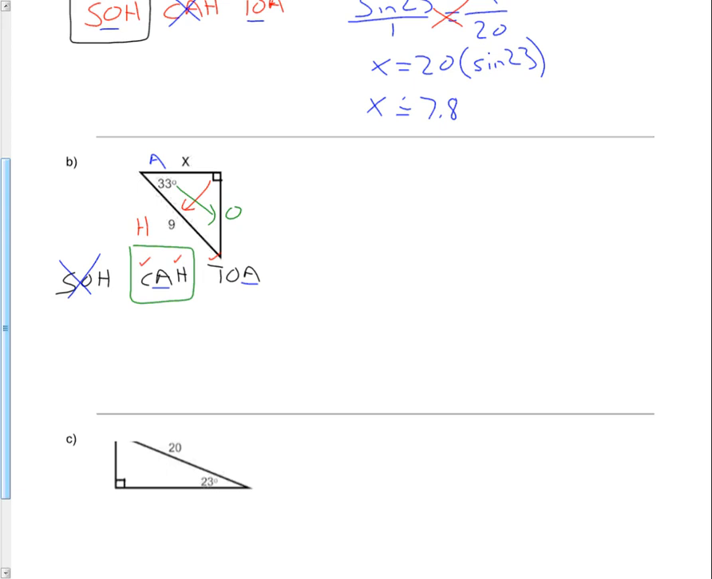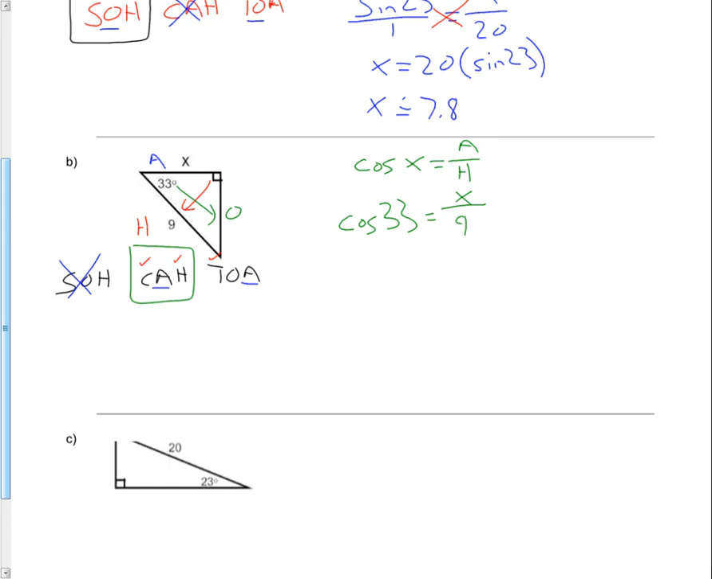So now that I've determined that I need to use the cosine ratio, I'm going to start filling in my blanks. So I've got cos of any angle is equal to the adjacent side divided by the hypotenuse. Okay, and now I'm going to substitute in the values that I know. So here I've got cos of 33 degrees. That's equal to my adjacent, which in this case is x, and that's being divided by the hypotenuse. And I know that my hypotenuse is 9.